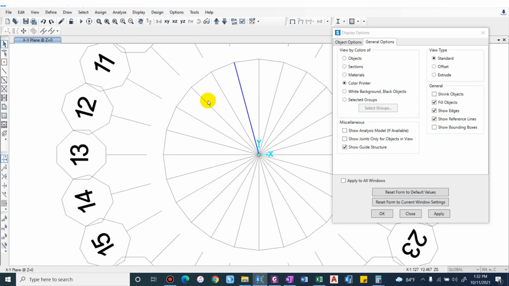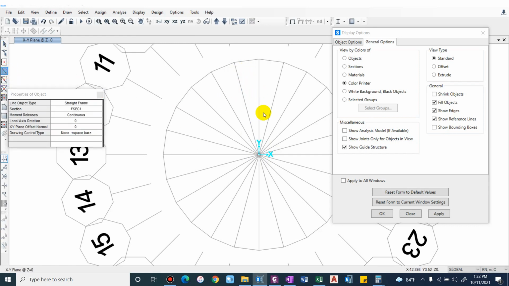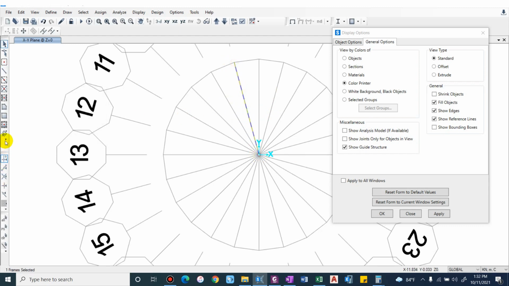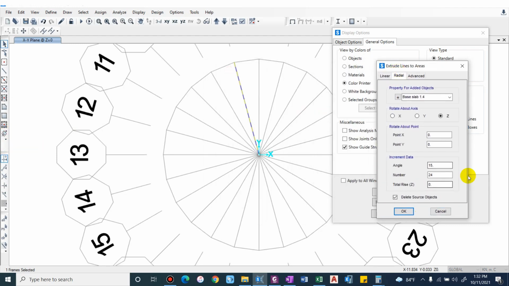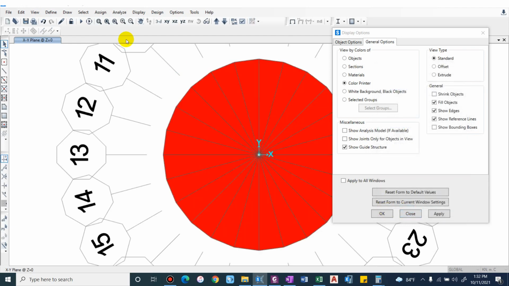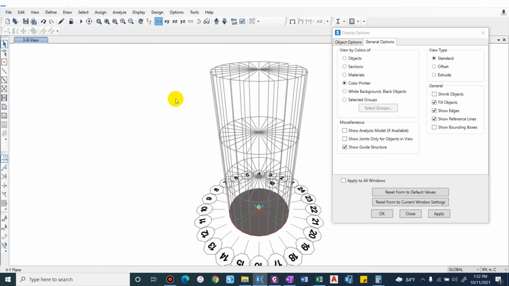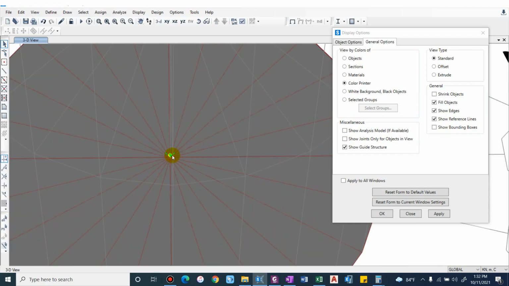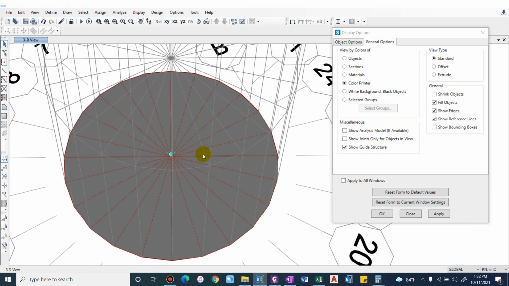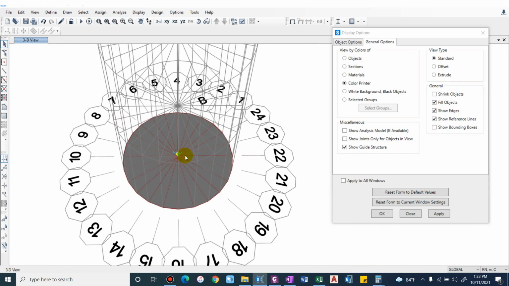So let me delete this, and I'll draw from this point to this point. Now let us extrude this. You can see the shortcut key over here, extrude lines to areas, and other things will remain the same. Now you can see the bottom surface is facing towards us. So now it will be easier to apply load, considering that water pressure is to act on the internal surface of the section. So first you have modeled the bottom slab.